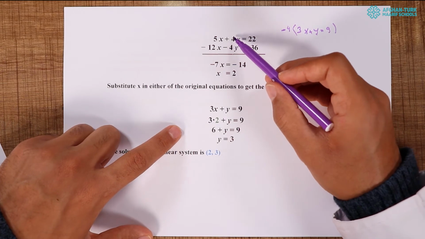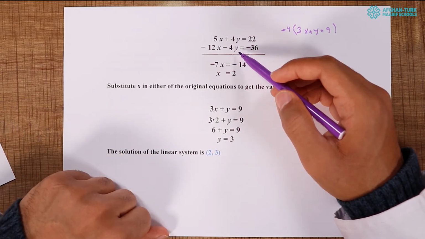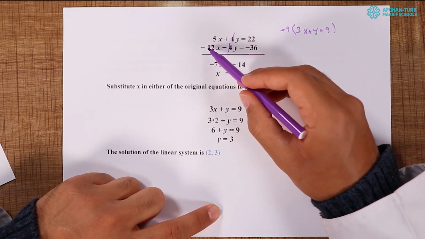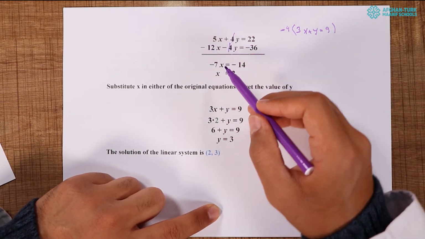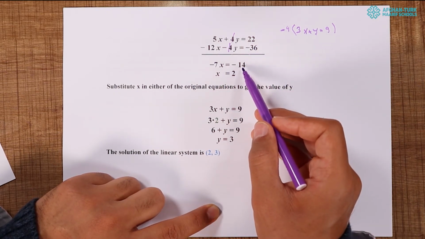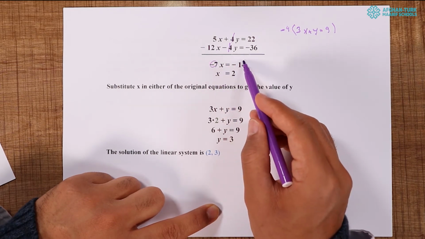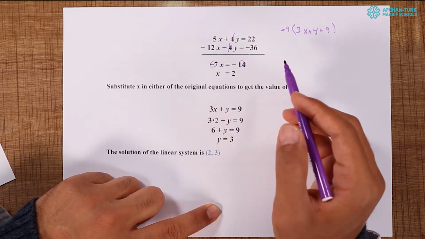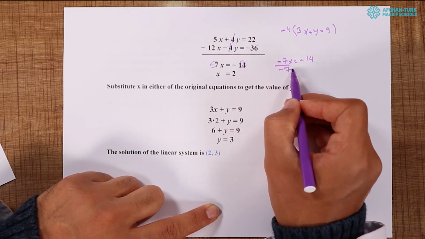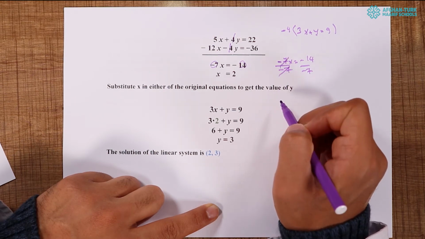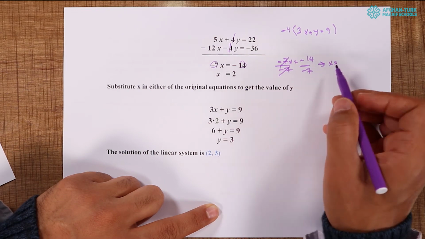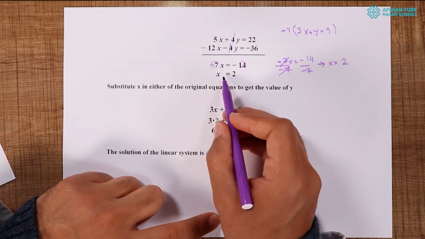So now as you see, the coefficients of y are opposite. Then we can cancel them, okay? Then 5 minus 12 is equal to minus 7x. 22 minus 36 will be minus 14, okay? So we divide both sides of the equation by the coefficient of x, okay? Then, as you see here, minus 7x is equal to minus 14. We divide both sides by minus 7. Minus 7 cancels with minus 7. X equals minus 14 over minus 7, which is equal to 2. So x is equal to 2.